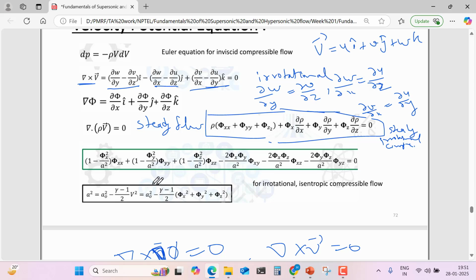Similarly, we also derive the momentum and energy equations, and we have taken the extra assumption of isentropic flow here. So this can also be derived, and by solving all three equations together, we can solve for the compressible flow, for irrotational isentropic compressible flow.